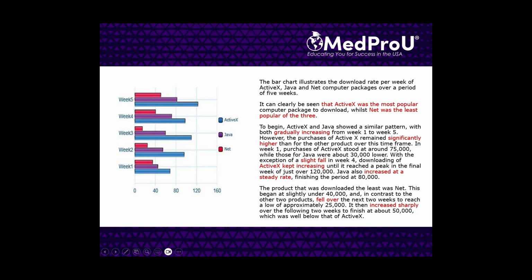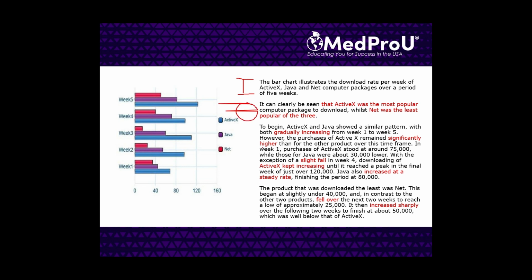So this is the sample. Okay, so this one is the sample essay. Okay, the bar chart illustrates the download rate per week of ActiveX, Java, and Net computer packages over 5 weeks. So this is your introduction. Okay. Next, this is your overview.